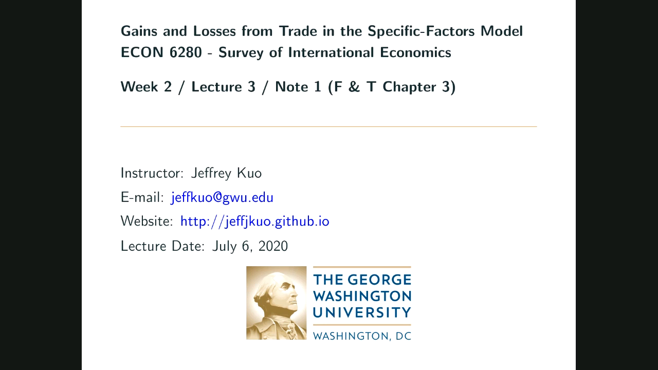Okay, so let's move on to chapter 3 of Feenstra and Taylor. This chapter is a little bit of an extension of the Ricardian model, so as to pave the way for the next chapter called the Heckscher-Ohlin model. So remember that there are 4 different forces behind international trade, right? The first one is proximity. That's what we covered in the first week, the gravity model.